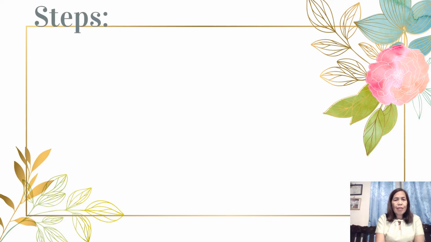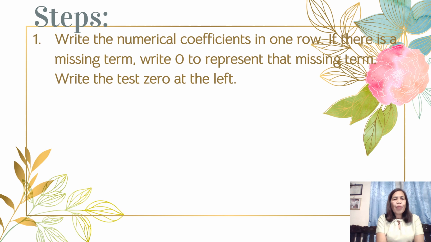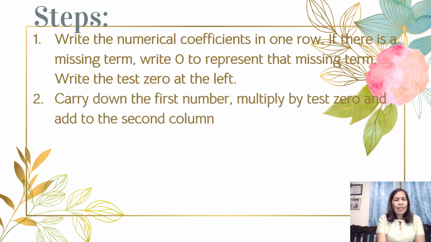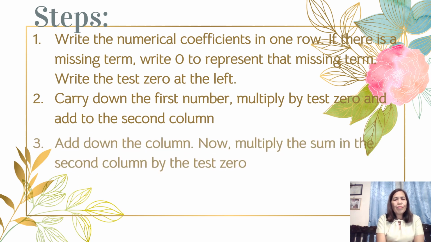These are the steps. First, write the numerical coefficients in one row. If there is a missing term, write 0 to represent that missing term. And write the test 0 at the left. Second, carry down the first number. Multiply the test 0 and add to the second column.